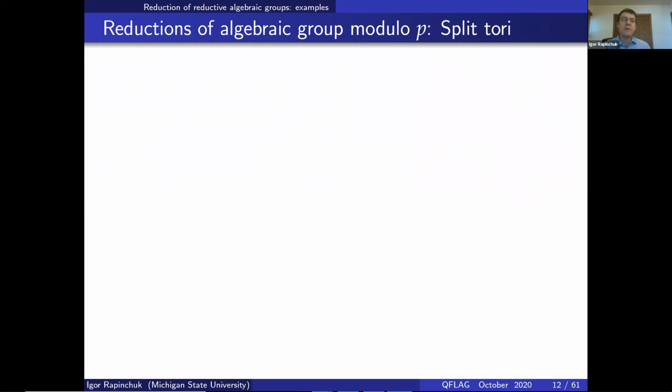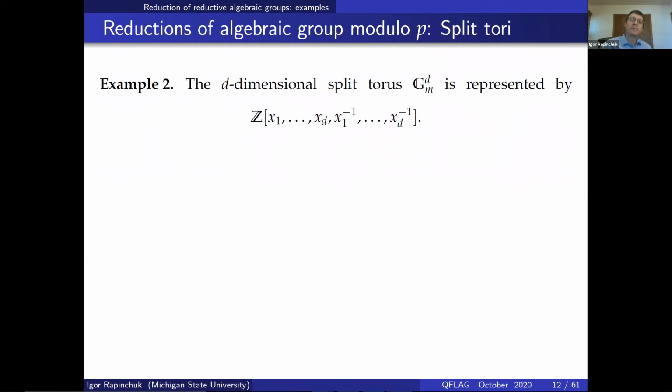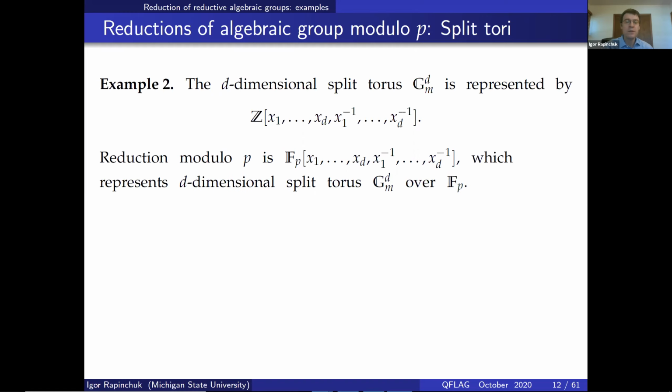Now the story is completely analogous with split tori. So if we take a d-dimensional split torus, then it's represented by this ring of Laurent polynomials over Z. We can reduce this ring mod p, and we get a similar ring over Fp. So this means that the reduction of the split torus mod p is again a split torus over Fp.